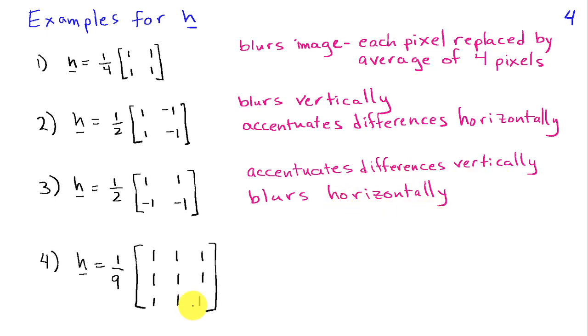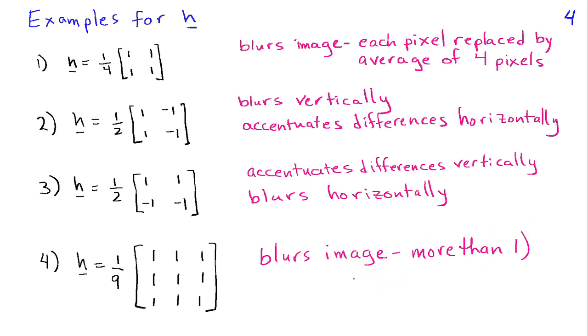The last case I'm going to discuss here is when I'm taking a 3x3 filter point spread function, and in this case the output ends up being the average of these 9 pixels. So since I'm averaging 9 pixels, again I'm going to blur the image. And in this case, because I'm averaging more pixels than I was up here in case 1, I'm going to have a greater degree of blurring that takes place.